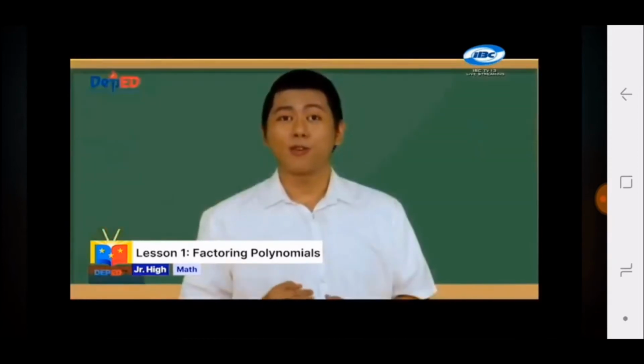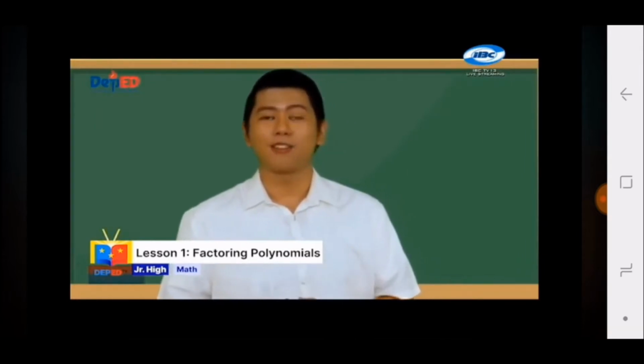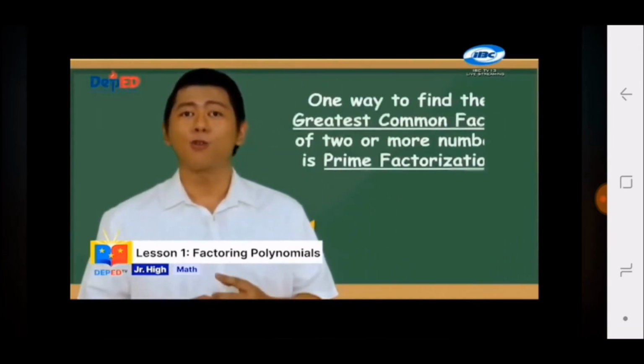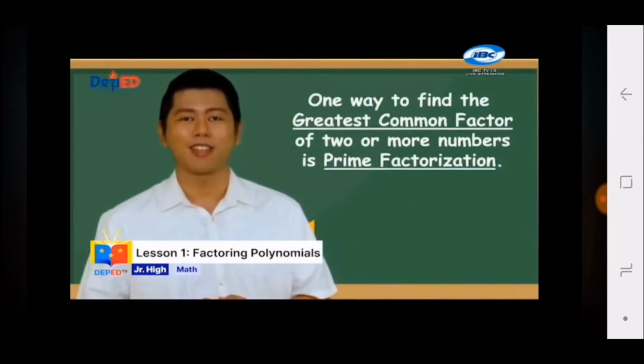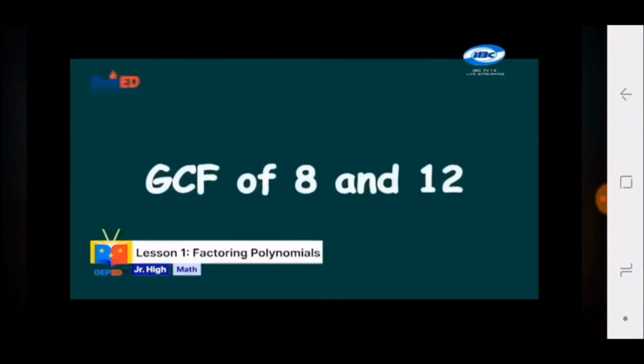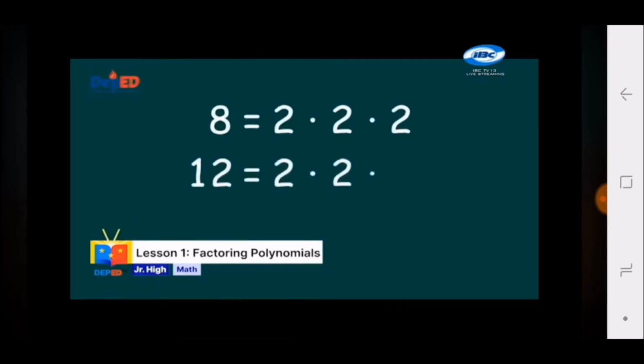Let us start with a review on how to get the greatest common factor. One way to find the greatest common factor of 2 or more numbers is prime factorization. Let us determine the greatest common factor of 8 and 12. First thing to do is write each number as a product of prime factors. 8 is equal to 2 times 2 times 2, while 12 is equal to 2 times 2 times 3. Do you see the same number in each set of factors?